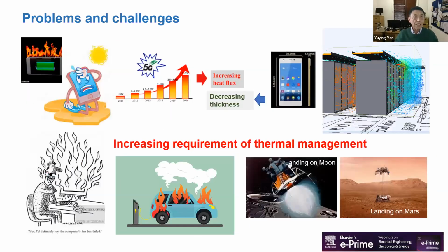Now look at power electronics. The mobile phone is obviously a good example. The phone has become smart and more efficient, but with more power consumption. The heat flux density has increased almost exponentially, but a decrease in thickness is also continuously demanded.